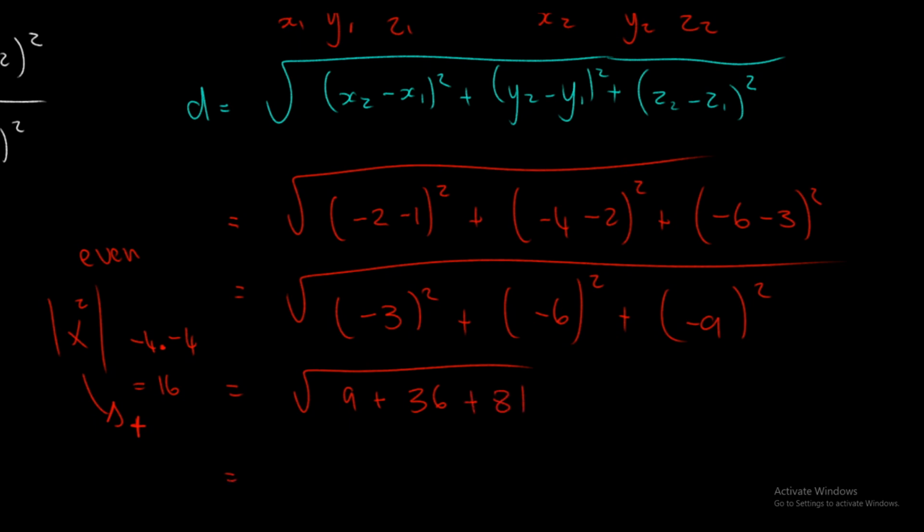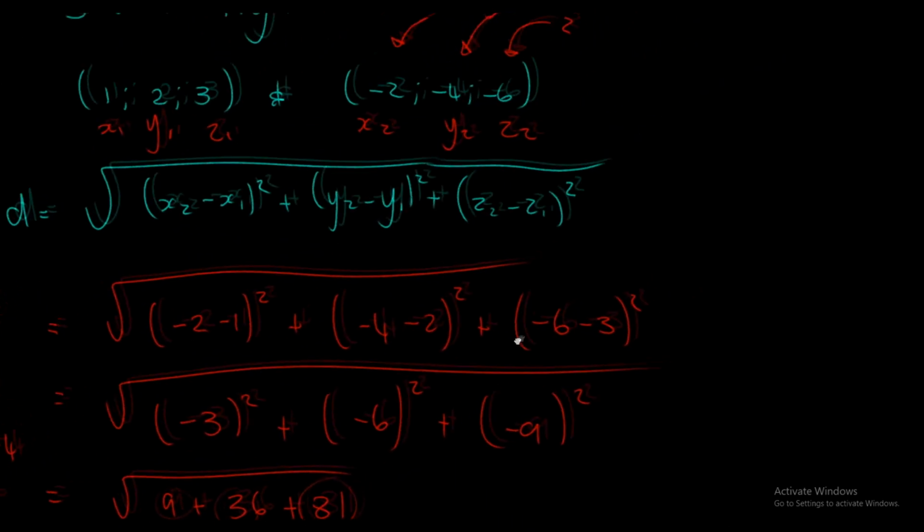So let's add them together. 9 plus 81 is 90. 90 plus 30 is 120. 120 plus 6 is 126. So now we have the square root of 126. So that would be the distance between the 3 points.